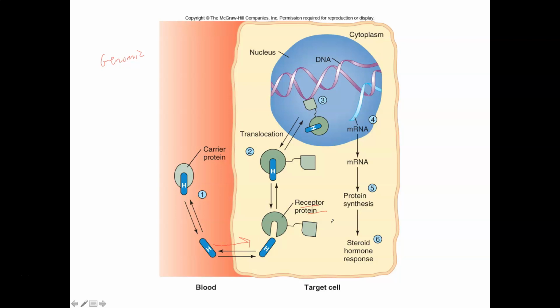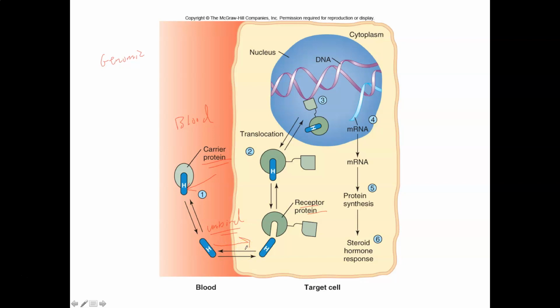Number one, the steroid hormone has to travel through the bloodstream. So here we have the steroid hormone traveling within the blood. This is the blood. And it's attached to its carrier protein. Because steroid hormones are not water soluble, they use carrier proteins to move through the blood. Once they get to the target cell, they need to unbind. So step number 2 here, we need to unbind from the carrier protein so that then the steroid hormone can pass through the plasma membrane and enter into the target cell.